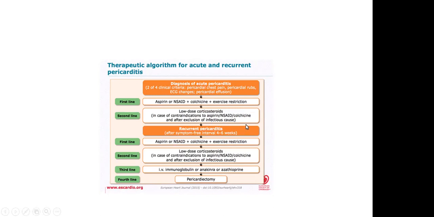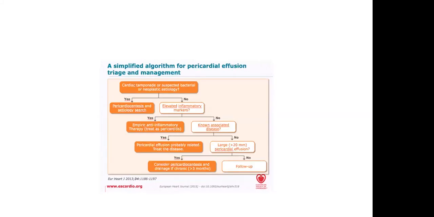However, patients who have recurrent pericarditis are symptom-free for 4 to 6 weeks before they begin to feel symptoms and signs suggestive of pericarditis. They're said to have recurrent pericarditis. So we can also put them back on the aspirin, NSAID, plus colchicine and exercise restriction. And then if there are contraindications, we can use steroid. The third line is now said to be intravenous immunoglobulin, anakinra and azathioprine, which can also be exploited. And if there is no response, then we may be looking at pericardectomy for this group of patients.